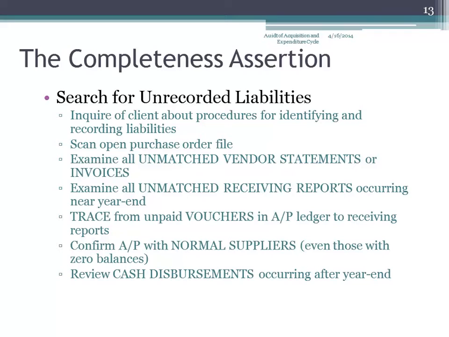Confirm accounts payable with normal suppliers, even those with zero balances. Why is that important? Why would you confirm a zero balance? Why do you think? Would you confirm a zero balance for accounts receivable? Why not? What's the difference between this cycle and a sales cycle?